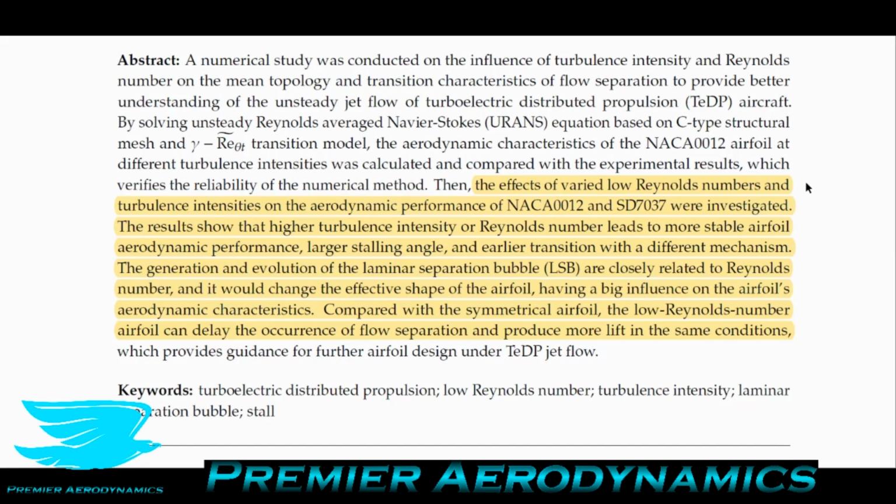Generation and evolution of the laminar separation bubble are closely related to Reynolds number, and it would change the effective shape of the airfoil, having a big influence on the airfoil's aerodynamic characteristics.